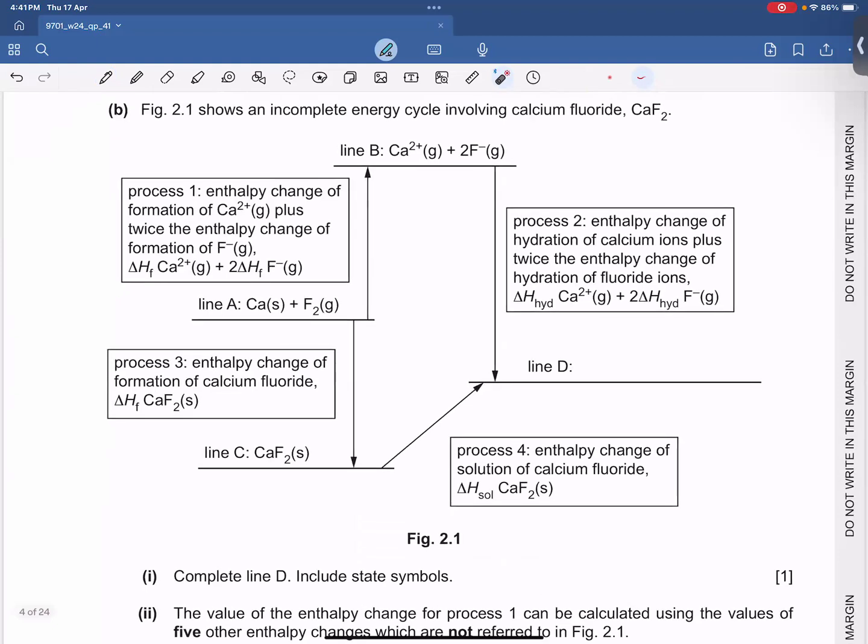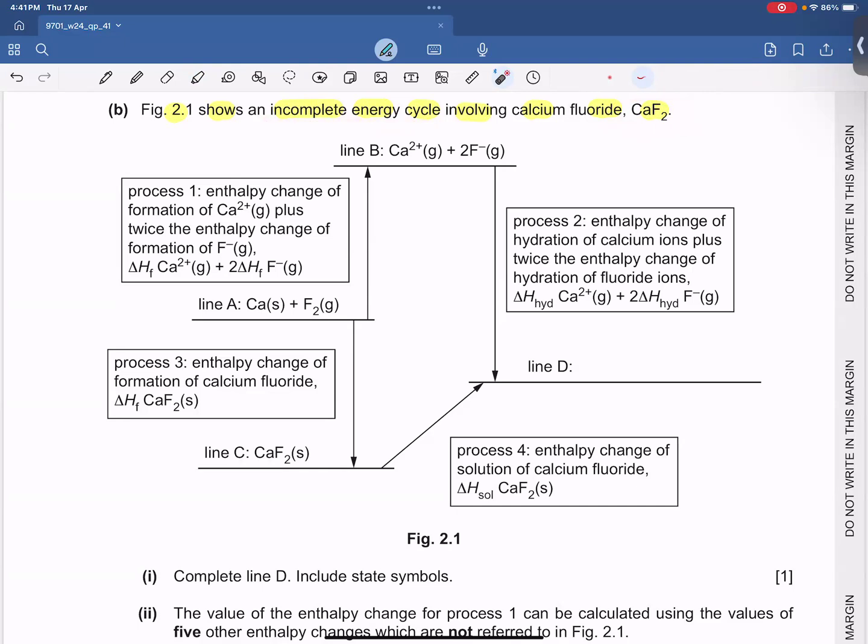Oh my goodness. Part B. It's different. Somewhat we have done in the class. It's slightly different, I believe. Okay. Let's check what's given in part B. Figure 2.1 shows an incomplete energy cycle involving calcium fluoride. Calcium fluoride is an ionic compound. We have incomplete cycle. Okay.